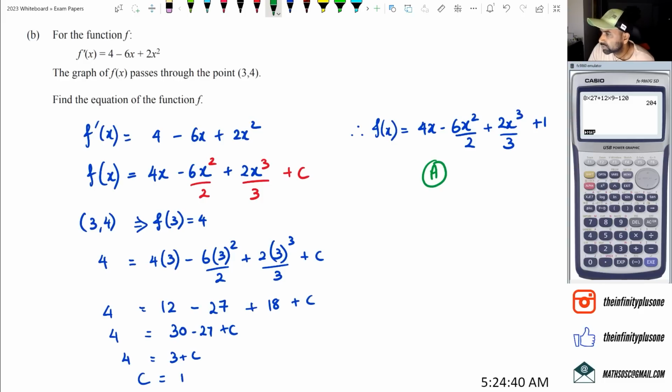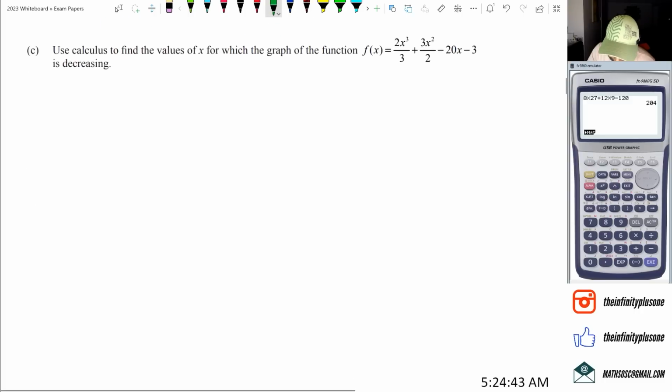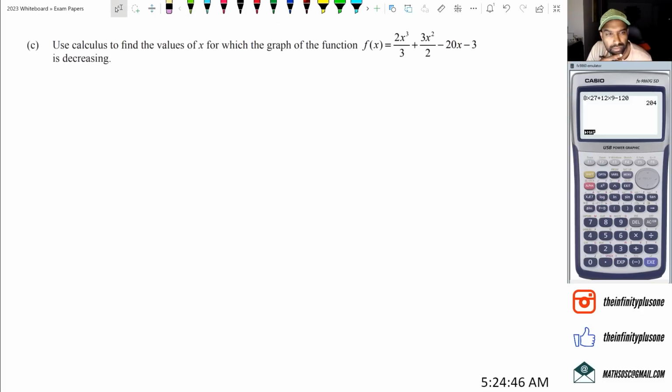Okay. So, question C. Use calculus to find the values of x when this function is decreasing. Remember that when a function is decreasing, that means the gradient is negative. That's the first thing you need to understand here. So when it says the function is decreasing, we put f dash of x less than 0. Basically, when is the gradient negative? When the function is increasing, we say that the gradient is greater than 0.